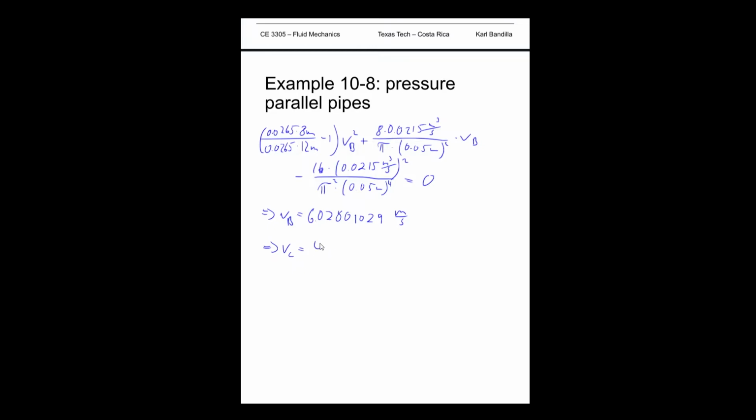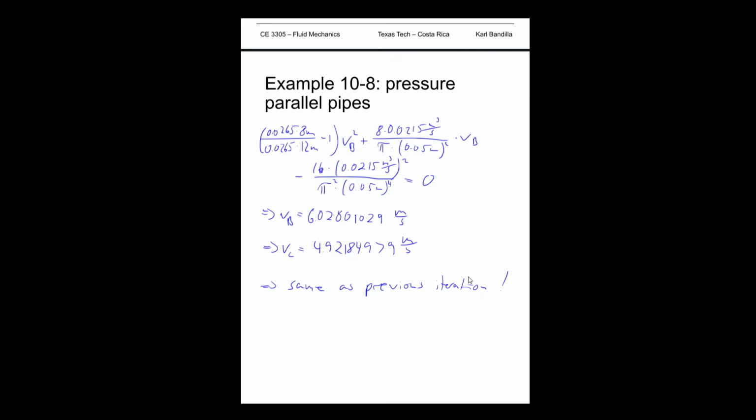All right, so it could be 4.9218479 meters per second. Now these are both the same as previous iteration, so that means we're done, right?